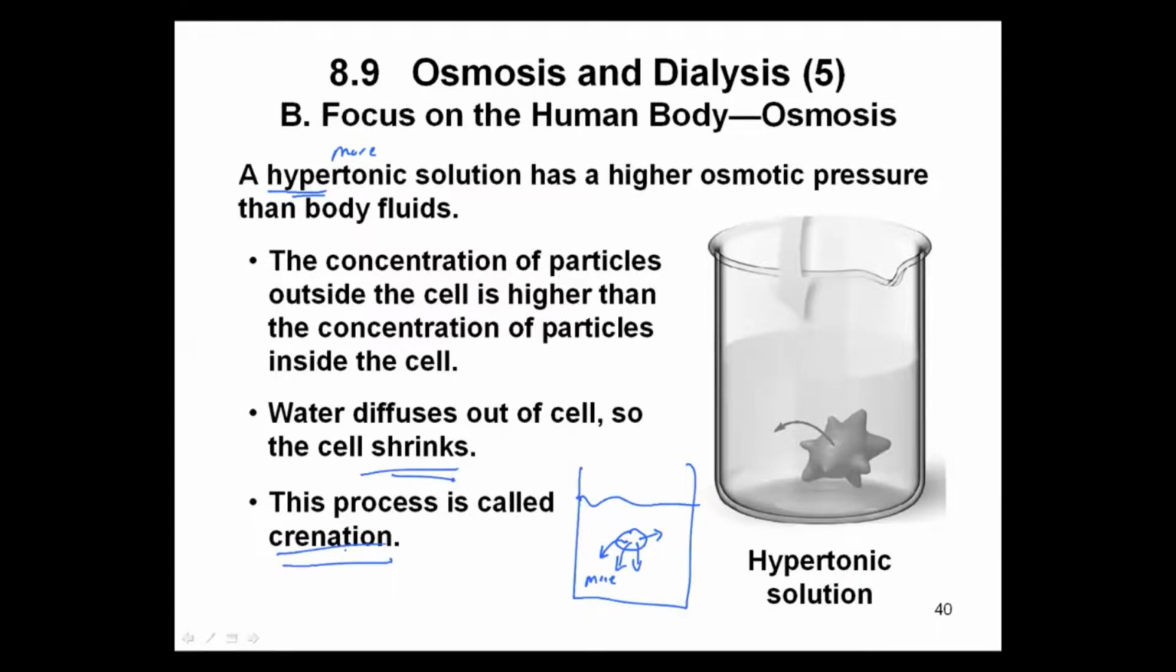And you get like your donut hole here, right? As it starts to shrink, it gets smaller, basically, it shrivels up. And you get this smaller guy because it's losing all of its water from inside the cell to outside the cell.